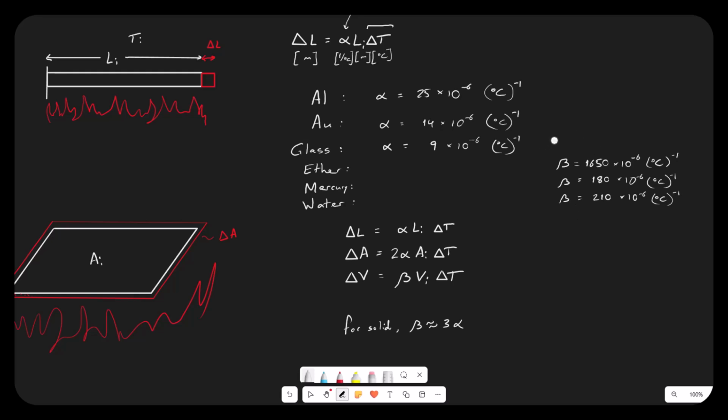I'm going to go back and fill these out, the aluminum, gold, and glass, so that you can kind of get a feel for that too. Beta for aluminum is about 75 times 10 to the minus 6th inverse degrees Celsius, which is about times 3. That one's actually just about exactly times 3. For gold, we get 42. Again, times 3. And for glass, we get 27.